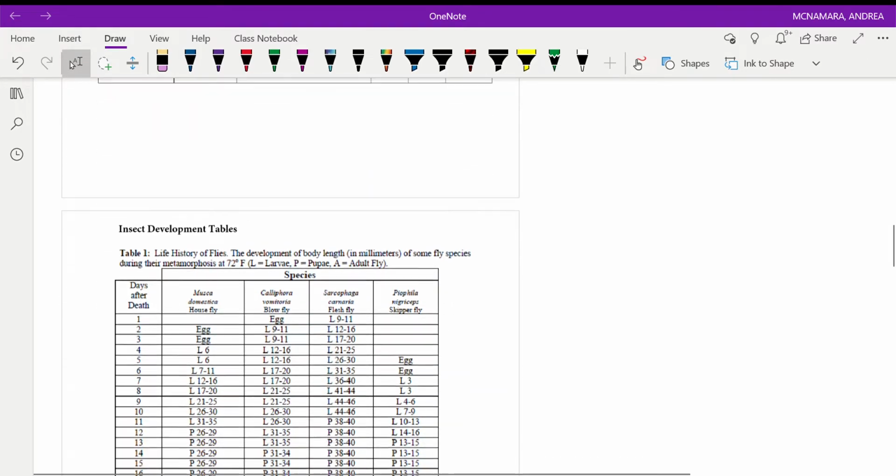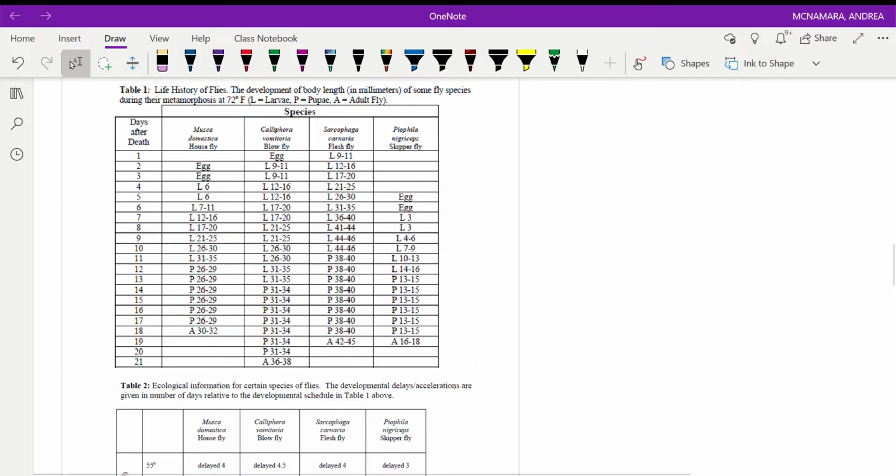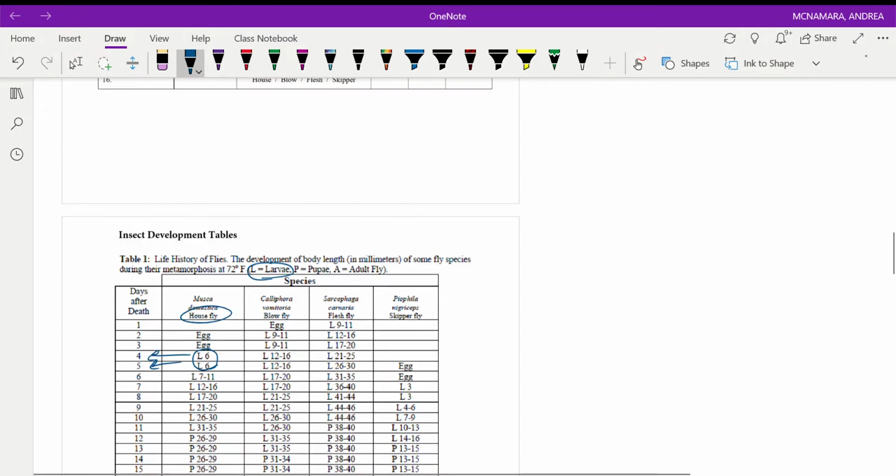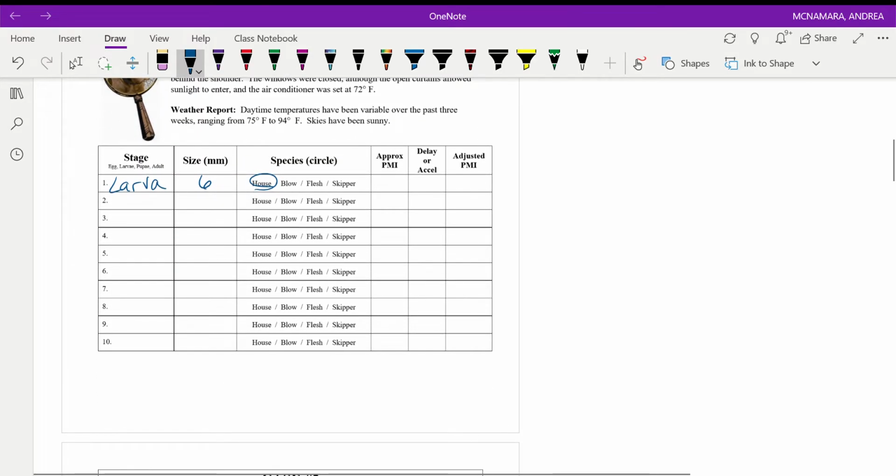If we look at our housefly column, and at our measurement, which was 6 millimeters, we can see once again it's in the larval state, L for larval state, and that tells us that it's somewhere between 4 and 5 days old. So that is our approximate PMI, 4 to 5 days.